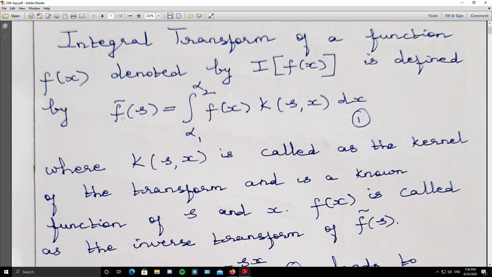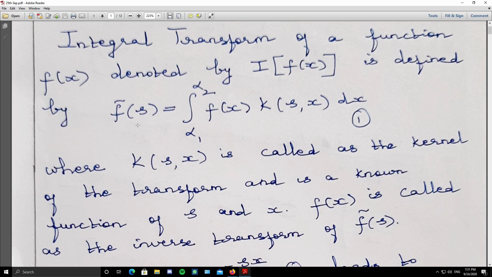So if you do the right side, you will get the transform of f of x. That is IE of f of x, which means integral transform of f of x. You will get it as a function of s. That is written as f bar of s. So f bar of s is the integral transform.